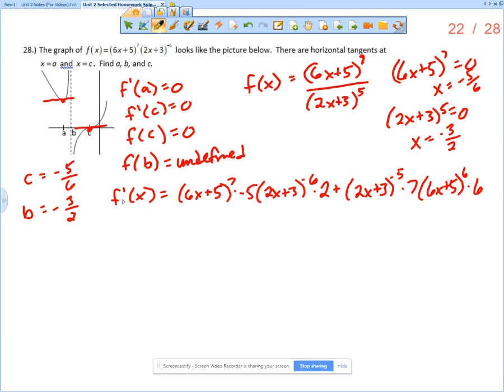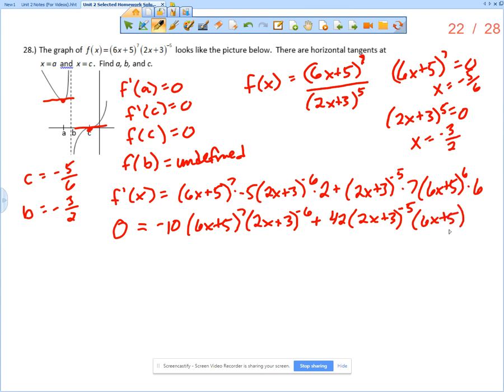All right, so now that's f prime. But what do I need to do? Well, we want to find a. And what is a? a is the value of x that makes f prime equal to 0. And so is c. So we'll talk about that in a moment. All right. So anyway, I'm going to set this equal to 0. Now I'm going to simplify this or clean it up a little bit. So first of all, I have negative 10, right? Negative 5 and 2. And then I have (6x + 5)^7 and (2x + 3)^(-6). And then I have plus, so I have a 7 and a 6, so 42 times (2x + 3)^(-5), and then (6x + 5)^6.